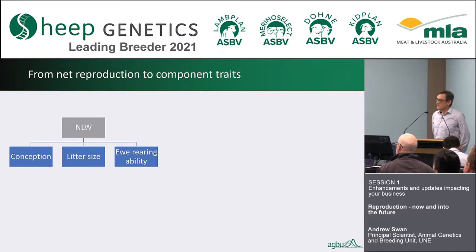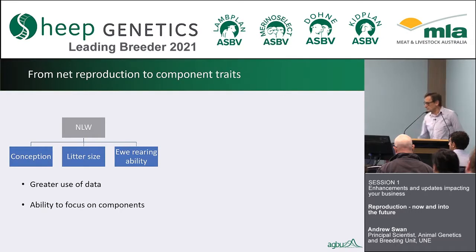But 2 years ago, we first introduced this component trait analysis for maternal breeds. And so what we're doing is breaking down NLW into its components. You can think of that as starting out at joining, so there's a trait for conception, and then through to lambing, where we have the trait litter size, and then through to weaning, where we have ewe rearing ability, which is basically lamb survival as a trait of the ewe. What this change has allowed us to do is make greater use of data, and at the same time it gives breeders the capacity to focus on the individual components.